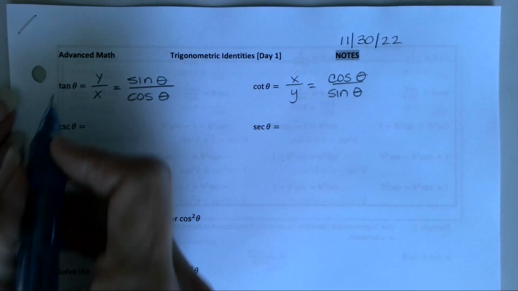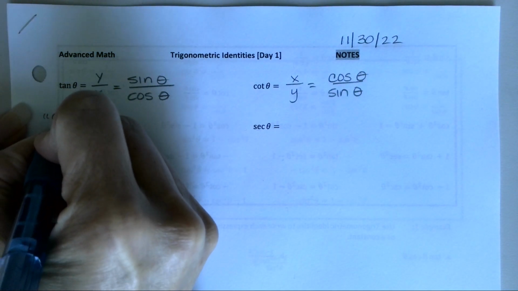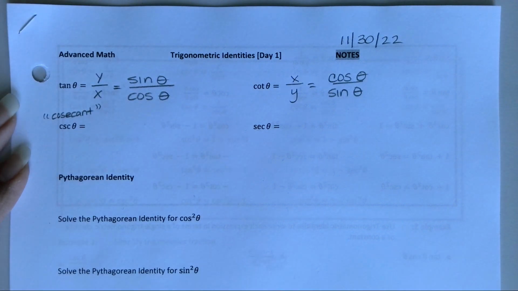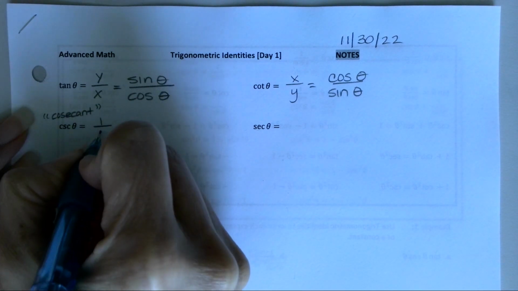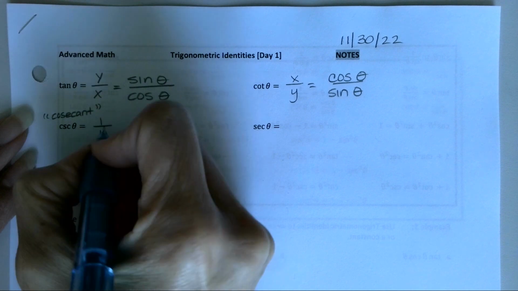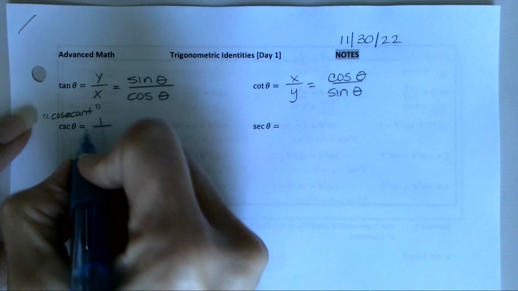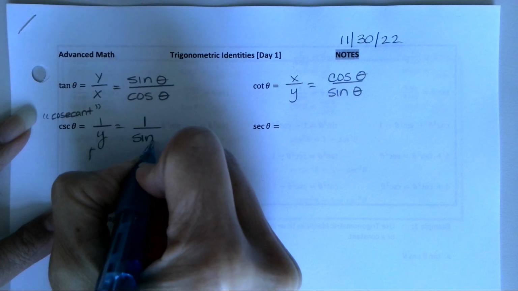Okay. So we have tangent, cotangent. I'm going to write out the word for this one because I know students tend to forget how to pronounce this one. CSC is cosecant. Cosecant is the reciprocal of sine. You knew it as 1 over y when you did the unit circle, but I want you to transition now over to 1 over sine of theta.